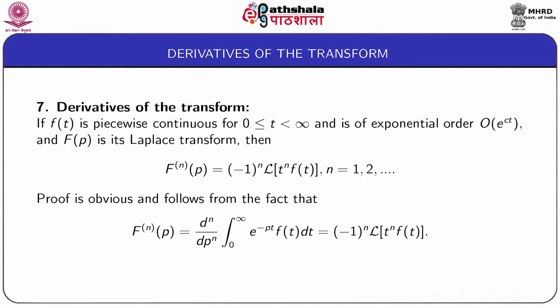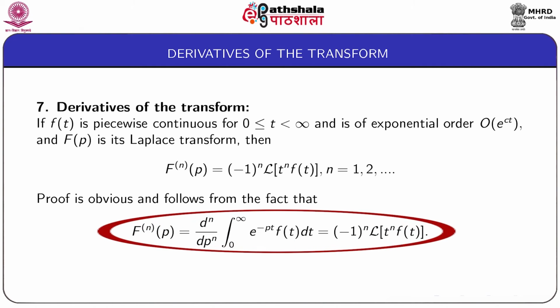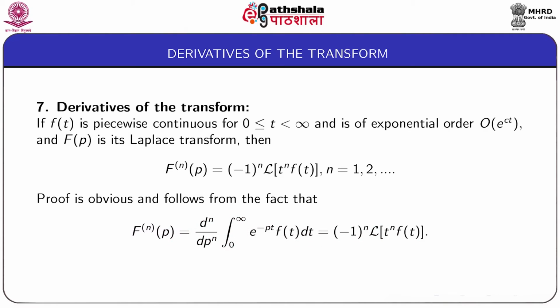Now the proof is obvious and follows from the fact that the nth derivative of capital F is given by d^n/dp^n of the integral 0 to infinity e to the power minus pt f(t) dt, and if we perform the nth derivative of this integral, we find this is equal to minus 1 to the power n times the Laplace transform of t to the power n f(t).